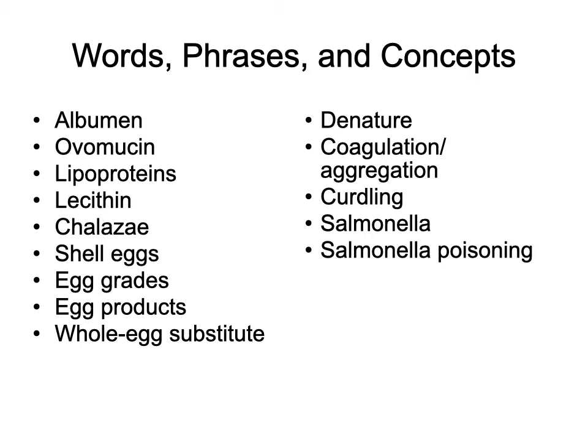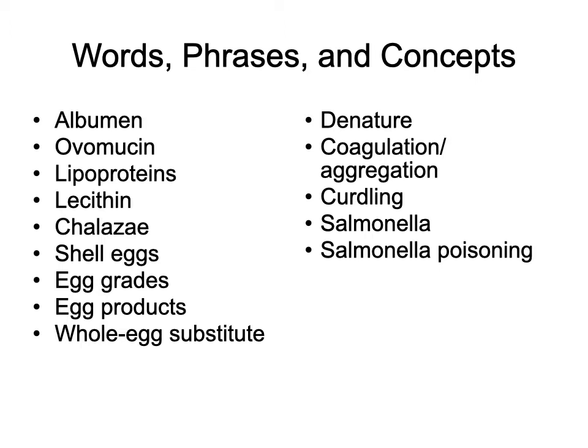Another term that we're going to be talking about quite a bit is lecithin, which is an emulsifier. It naturally occurs in eggs, and there's quite a bit of it in eggs. We'll also talk about other parts of the egg like the chalaza, the egg shell, different grades of eggs and how eggs are judged based on their quality. Egg products that you can buy. There are eggs, of course, you can buy them fresh, but there are many different types of egg products that are available to us in the professional kitchen. And we'll talk about some of those and what their strengths and weaknesses are.